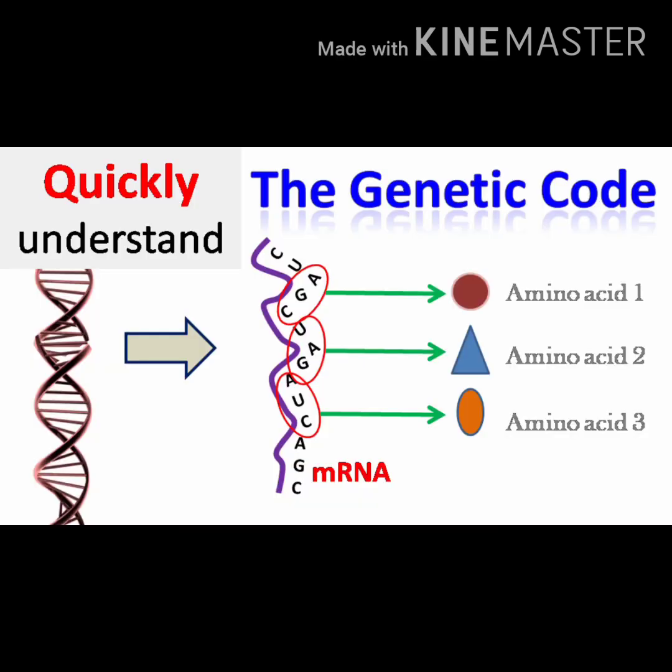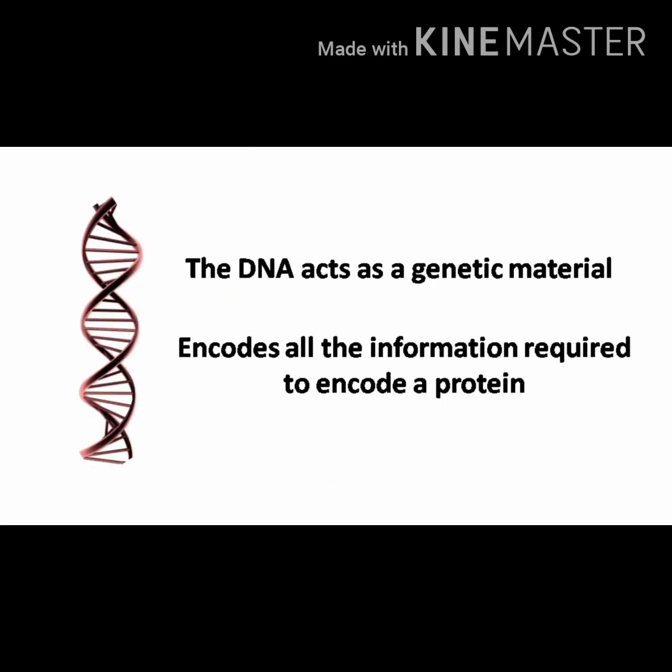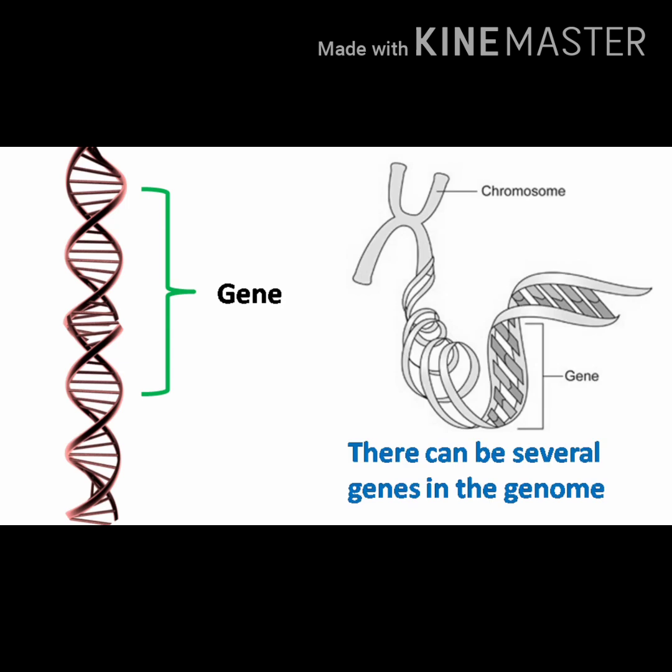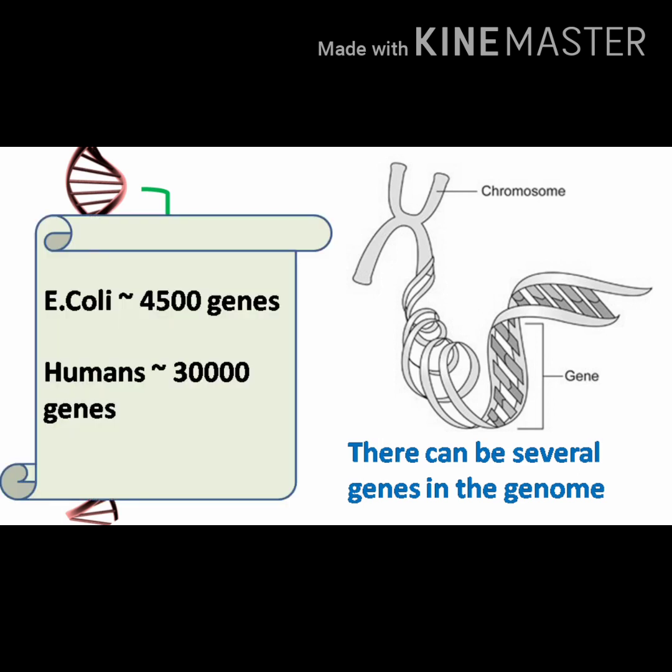Just quickly understand what we have studied today. Now we can see the DNA. From this DNA, mRNA is formed, and mRNA is coding for different amino acids. The DNA acts as genetic material that encodes all the information required to encode proteins. And DNA consists of genes. A DNA should consist of different types of genes. Several genes can be seen in a DNA. In E. coli, 4,500 genes are present. In human beings, approximately 30,000 genes are present.